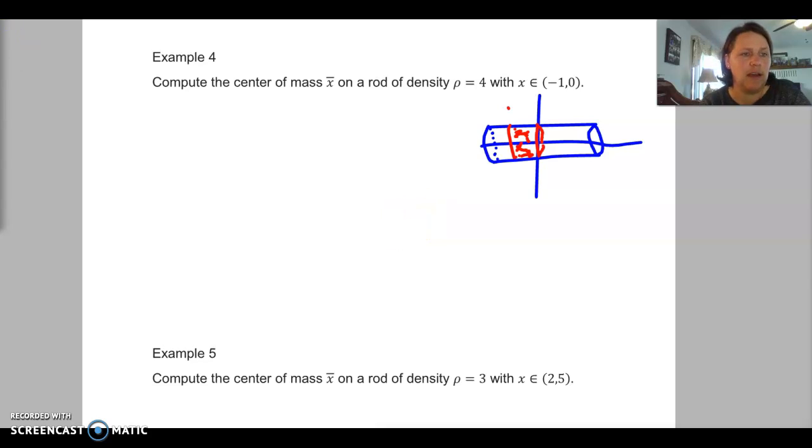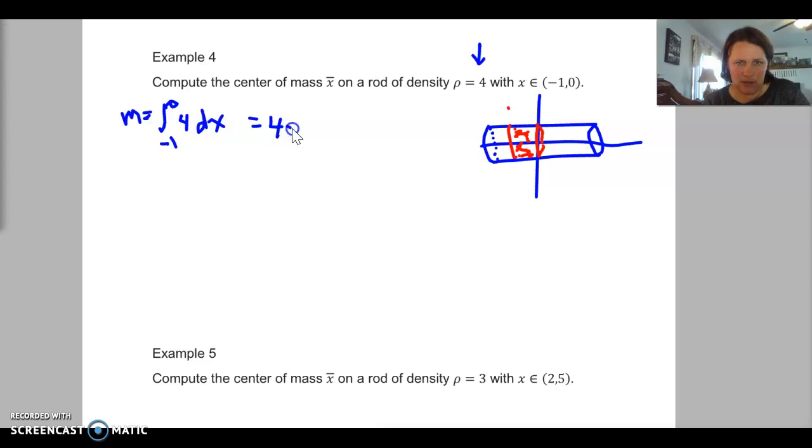So to do that, we need to find m, which is equal to our total mass. So we're going to take the integral from a to b. Let's go ahead and just put those values in. From -1 to 0 of our unit mass, which is 4, and then dx. So this is going to find the sum of all of our masses, our total mass.